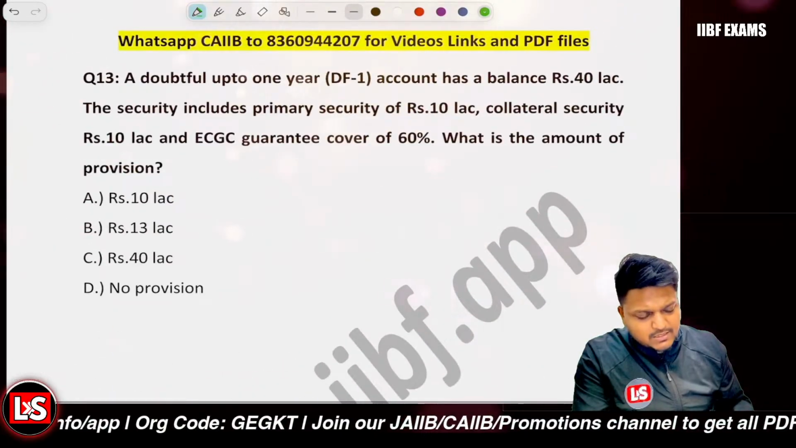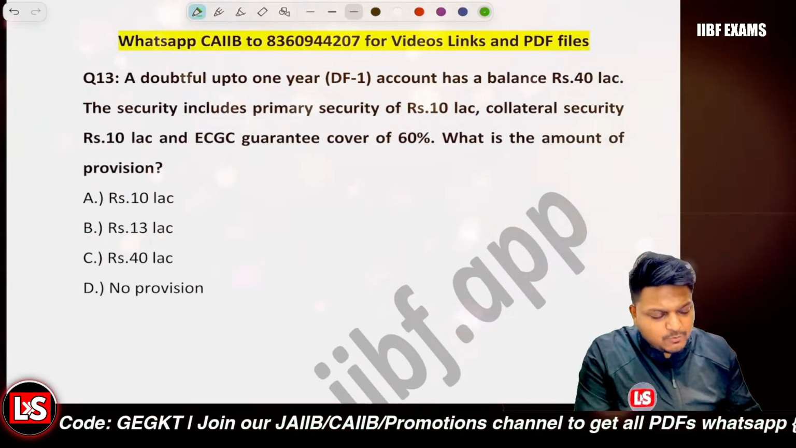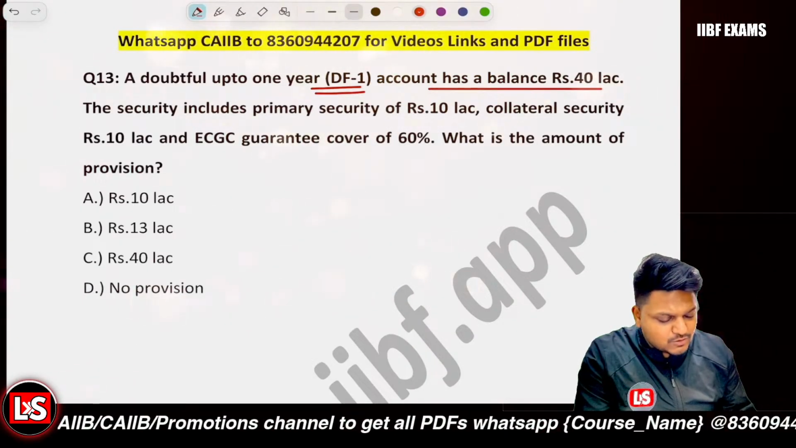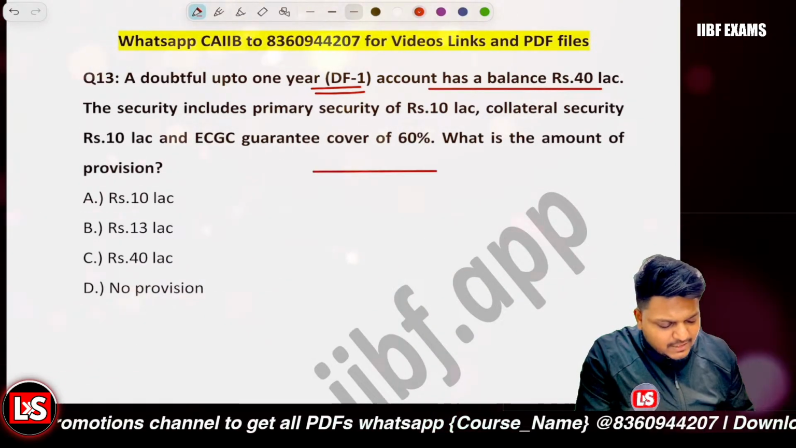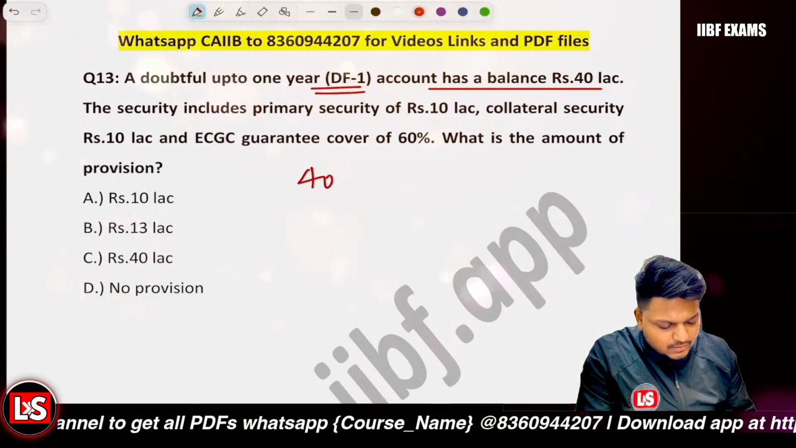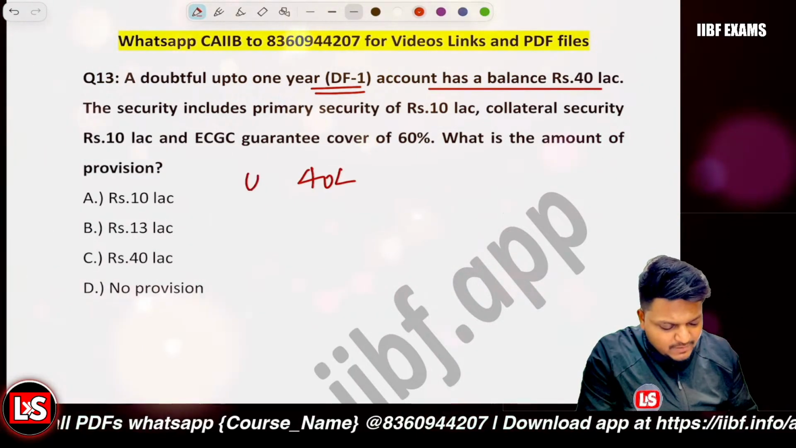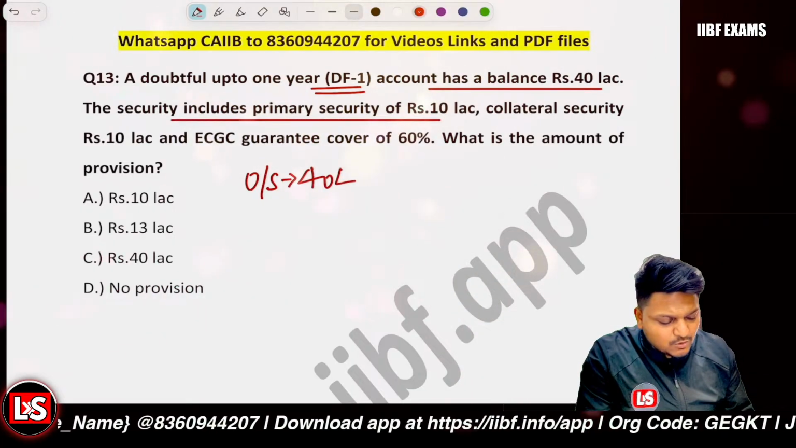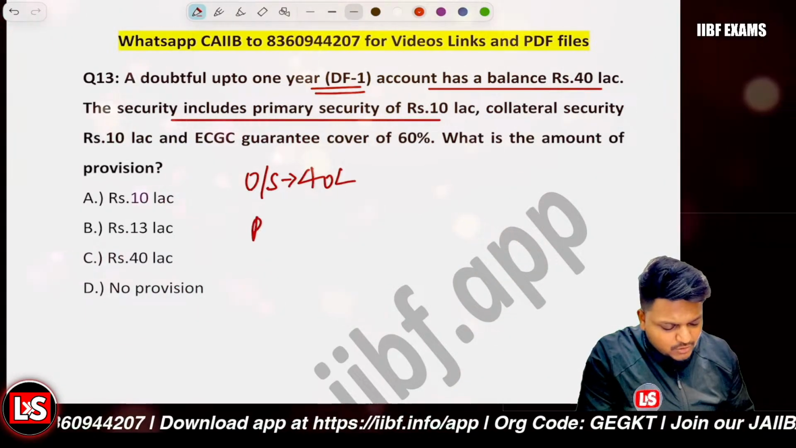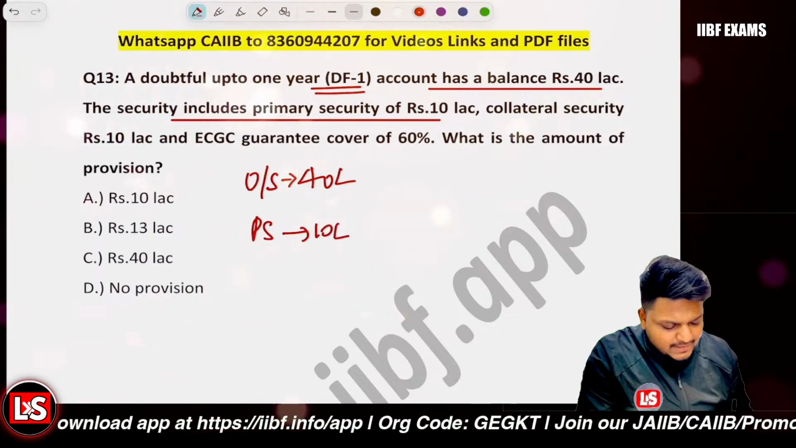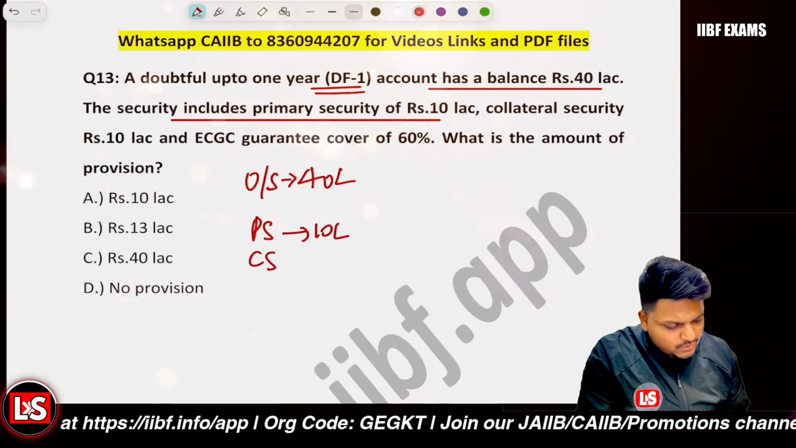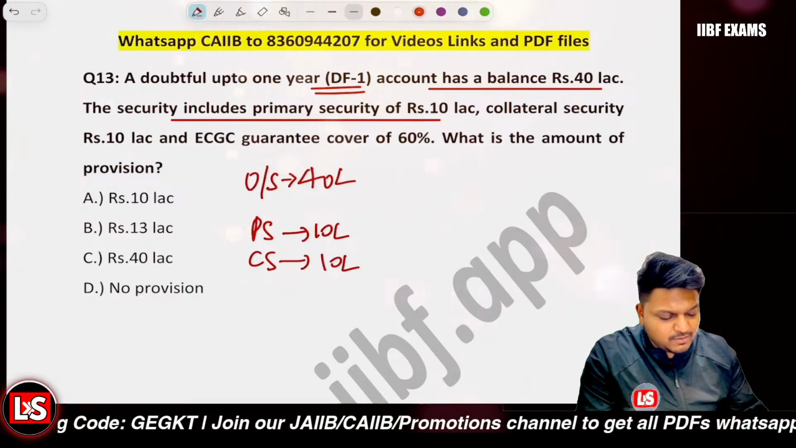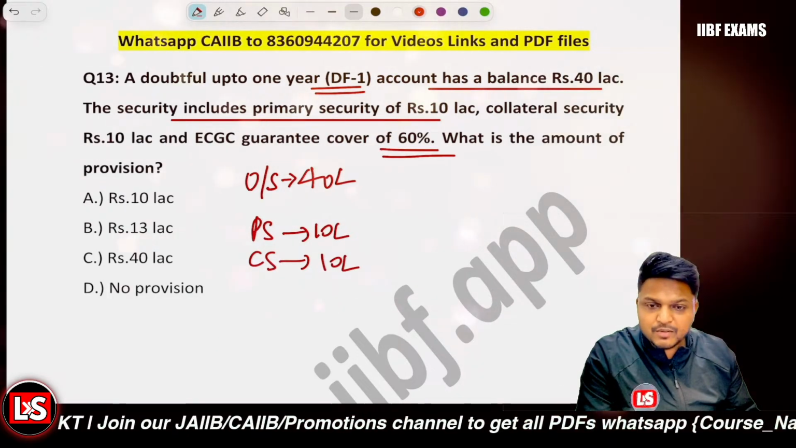The next question says a doubtful up to 1 year. Up to 1 year means we are talking about DF1. The account has a balance of 40 lakh rupees, so the total outstanding balance is 40 lakh. The security includes primary security of 10 lakh rupees, collateral security of 10 lakh rupees, and also the ECGC cover is available at 60%.